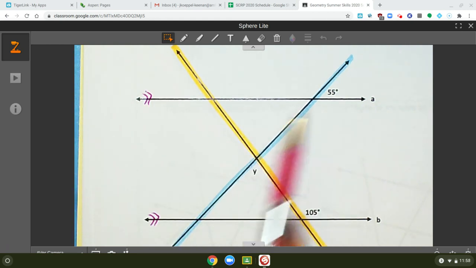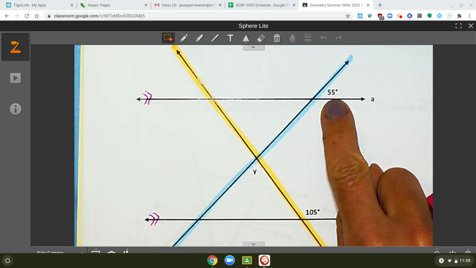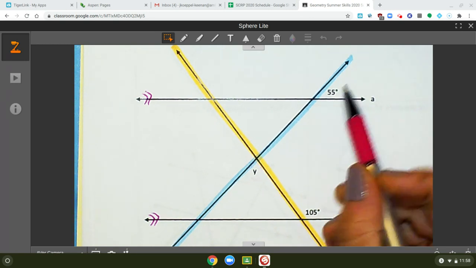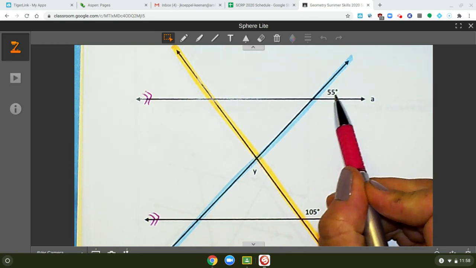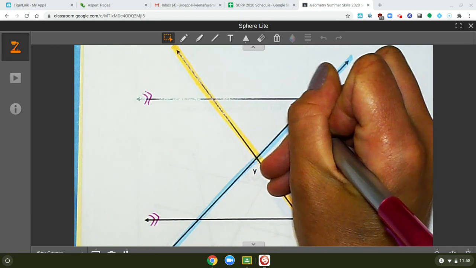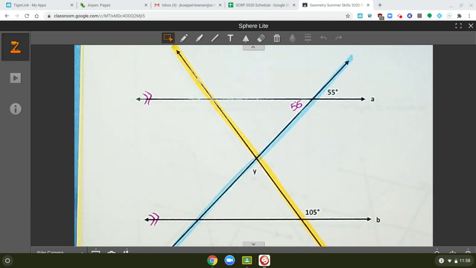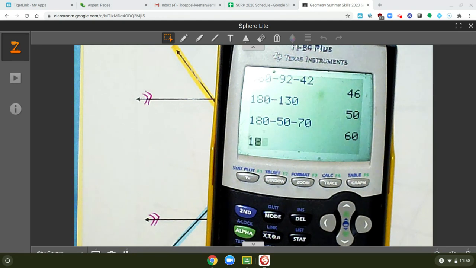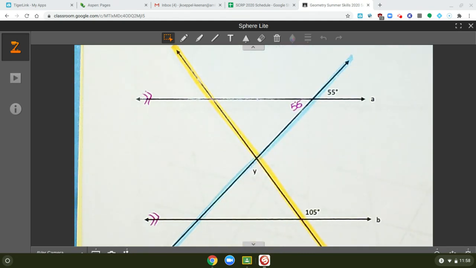Well, since these are parallel lines, we know that their angles are all going to be related. So I'm going to start here with this 55 degree angle. And let's see, if this angle is 55, that means I can fill in all of the other angles. So its vertical angle would be 55. And then its linear angle, 180 minus 55, is going to give us 125.